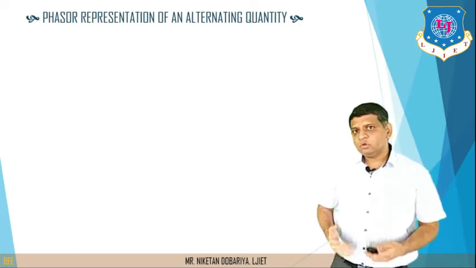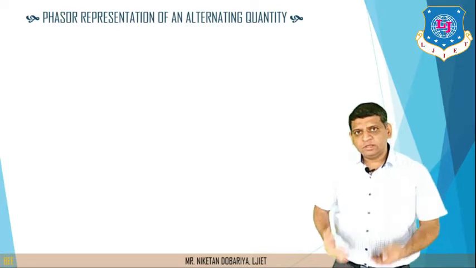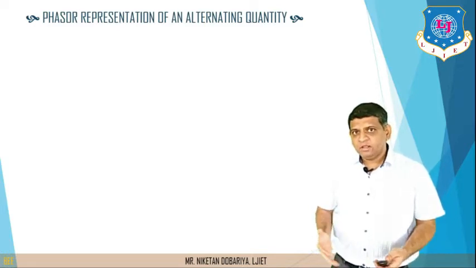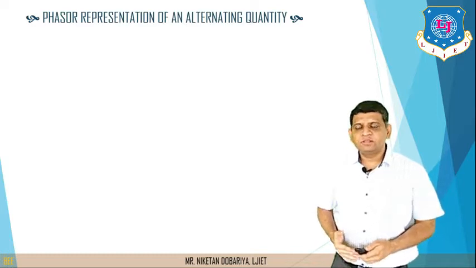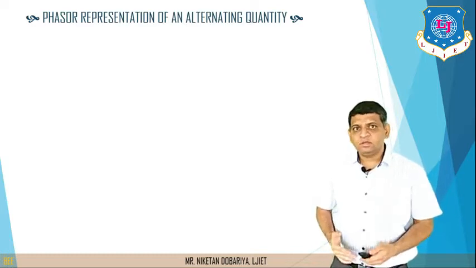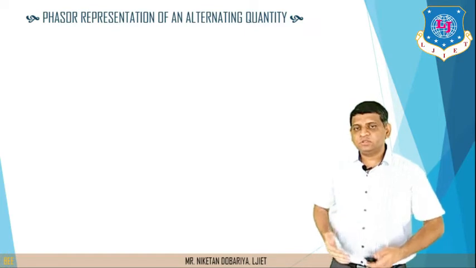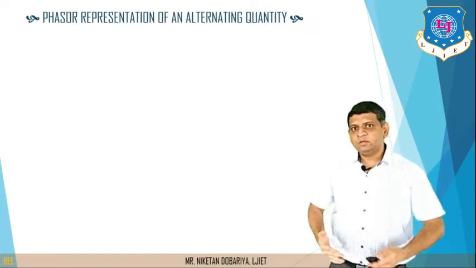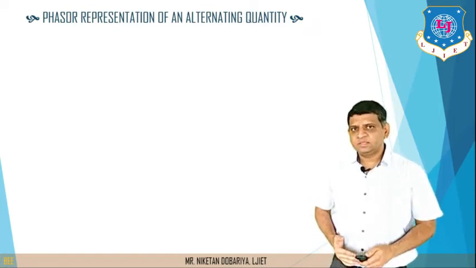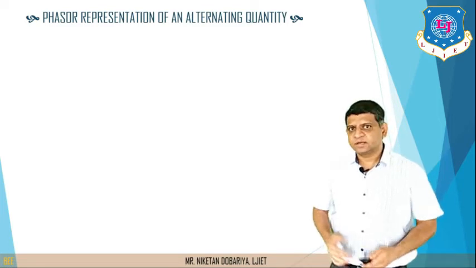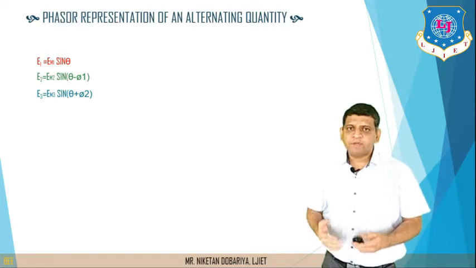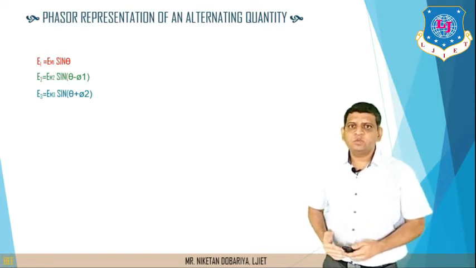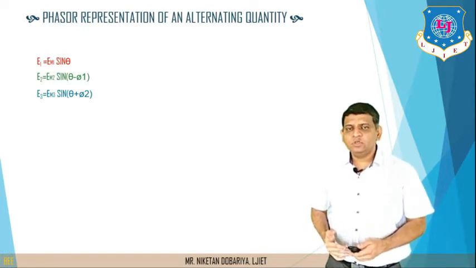So once you are going to add, multiply, subtract or divide these quantities, you need to go for a kind of phasor diagram. So today's session, let us discuss how you are going to represent a vector quantity for an AC signal or for AC circuits, right? So let's say here you will find e1 is equal to Em1 into sine theta.